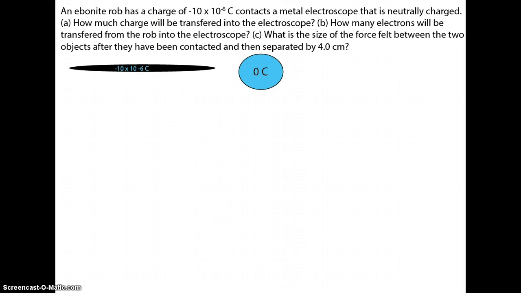So, an ebonite rod has a charge of negative 10 times 10 to the negative 6 coulombs. It contacts a metal electroscope that is neutrally charged. A. How much charge will be transferred into the electroscope? So, if you see right here, the negative 10 times 10 to the negative 6 coulombs and the little ball, 0 coulombs, when it's neutrally charged, it has 0.